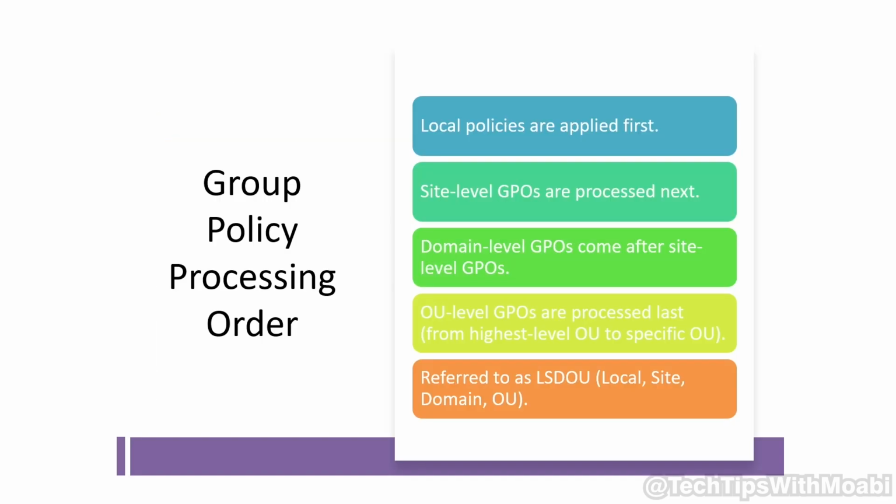And now we are going to have a look at group policy processing order. So this is the hierarchy or the structure in which group policy objects are applied. The local policies are applied first, then the site level group policy objects are processed next, then domain level group policy objects come after site level GPOs, and then organizational unit level GPOs are processed last, from the highest level OU to a specific OU. This order is referred to as the LSDOU, which is the local, site, domain, and organizational unit.